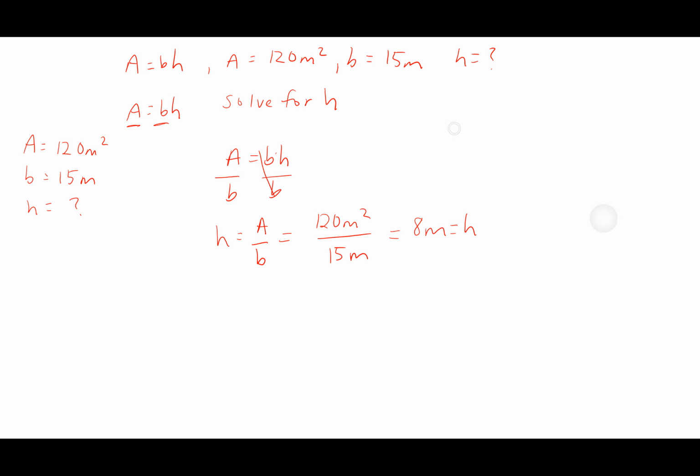And how we get that: m squared divided by m is equal to m, okay? Because remember, that's a 1, so you subtract 1, so that just leaves 1, so you just drop the 1, so it's 8 meters equals h, okay? So that's how you do that.